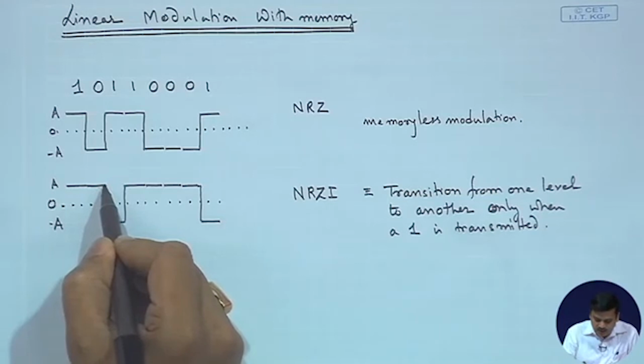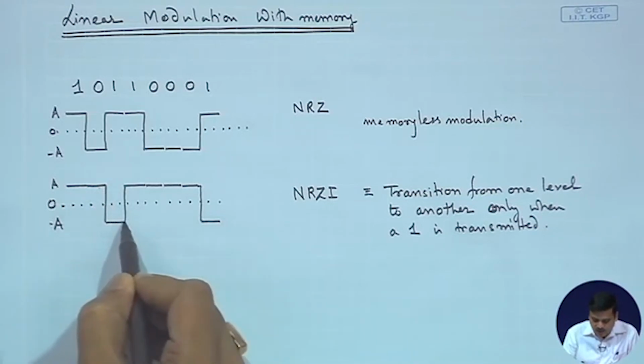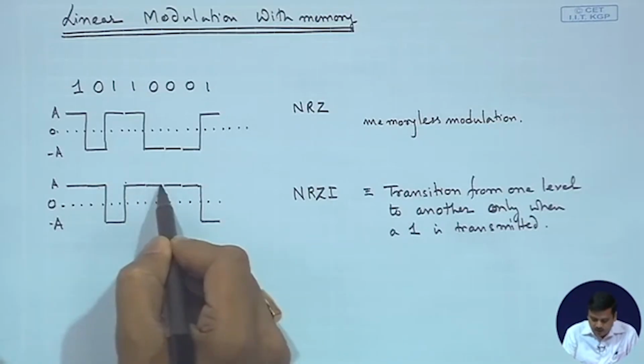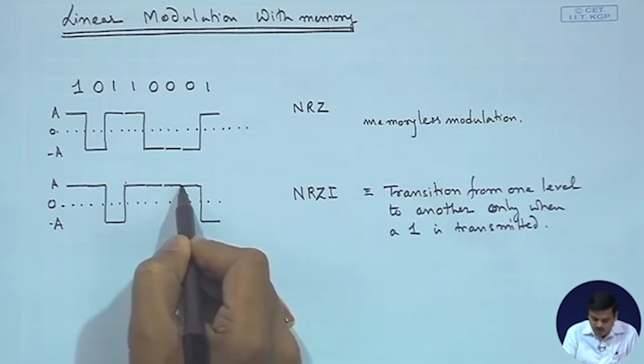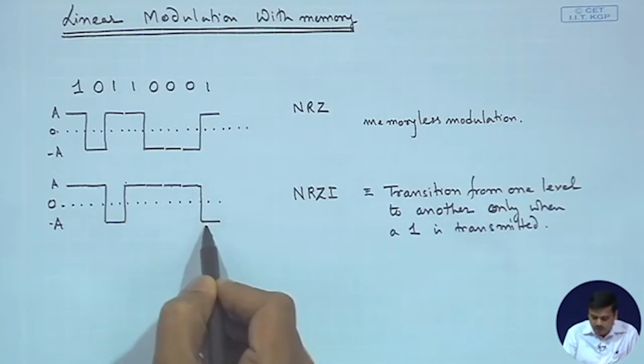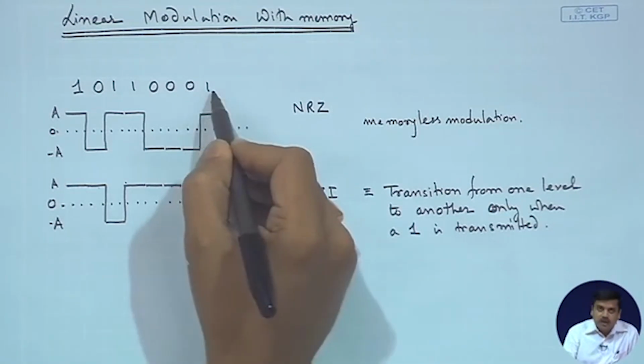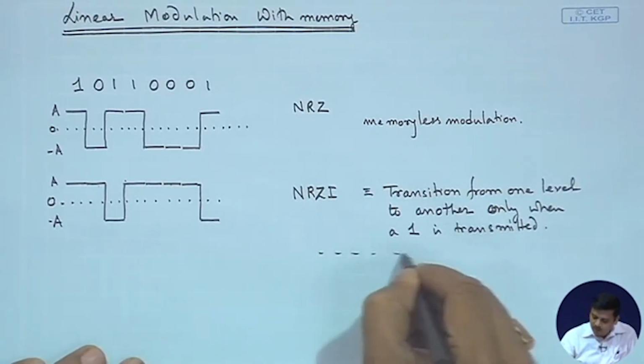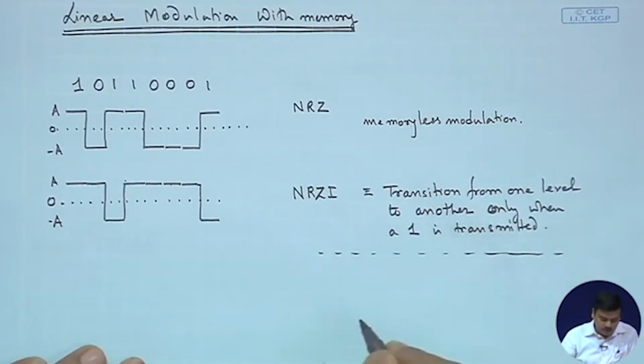Then the receiver sees there is a transition, that means there is a 1, there is a transition, there is a 1, there is no transition, there is 0, no transition, there is 0, no transition, there is 0, a transition, that means there is a 1, which would match with the transmitted sequence. So, why would one go for this particular scheme?